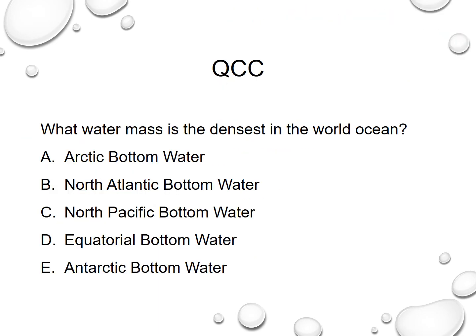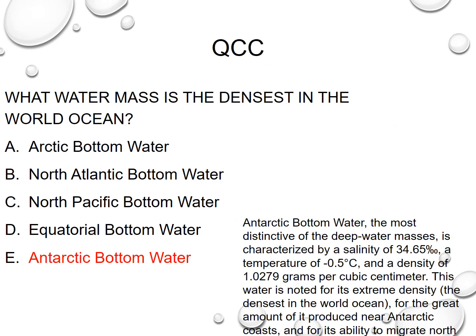And before we finish this chapter, I have one quick concept check question. So what water mass is the densest in the world? It is the Antarctic bottom water.